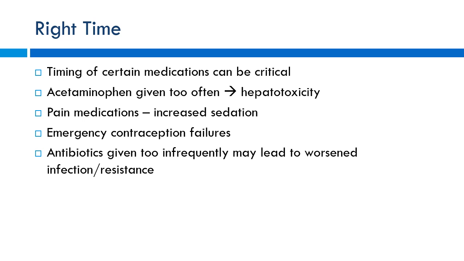Emergency contraception failures, right? So imagine someone who wanted to get Plan B because they had unprotected sex and they're worried about getting pregnant. Well, guess what? That only works within a certain time frame. If they take it, say, a week after, it's not going to work and they can get pregnant, right? So time frame can be really critical for certain drugs. Antibiotics even too infrequently, as mentioned, those levels can drop down too low and allow bacteria to grow. So again, be aware of the timing that's appropriate for each of these drugs.